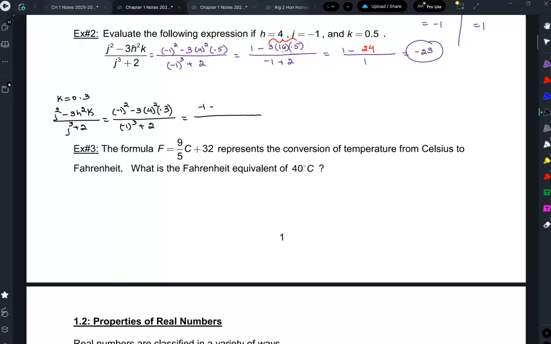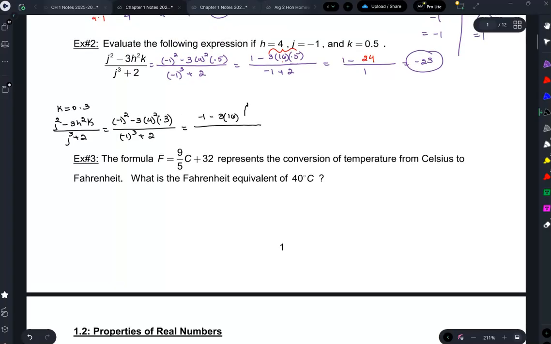So here I have -1 minus 3 times 16 times 1/3, times 0.3, right? I don't want to multiply the 0.3 to this because then it's a bit messy. Instead, can I write 0.3 as a fraction? Yeah, 0.3 is actually 3/10. Wait, isn't it +1? Oh, it is. It's +1.